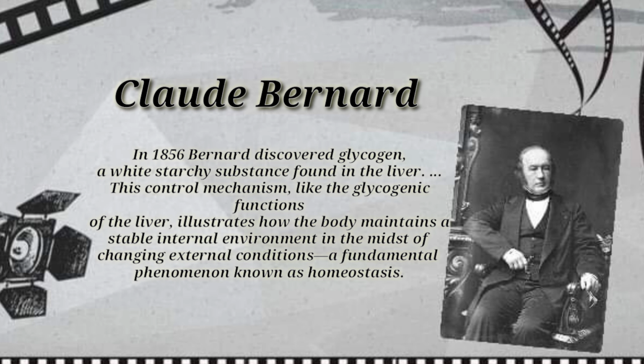Claude Bernard. In 1856, Bernard discovered glycogen, a white starchy substance found in the liver. This control mechanism, like the glycogenic functions of the liver, illustrates how the body maintains a stable internal environment in the midst of changing external conditions, a fundamental phenomenon known as homeostasis.